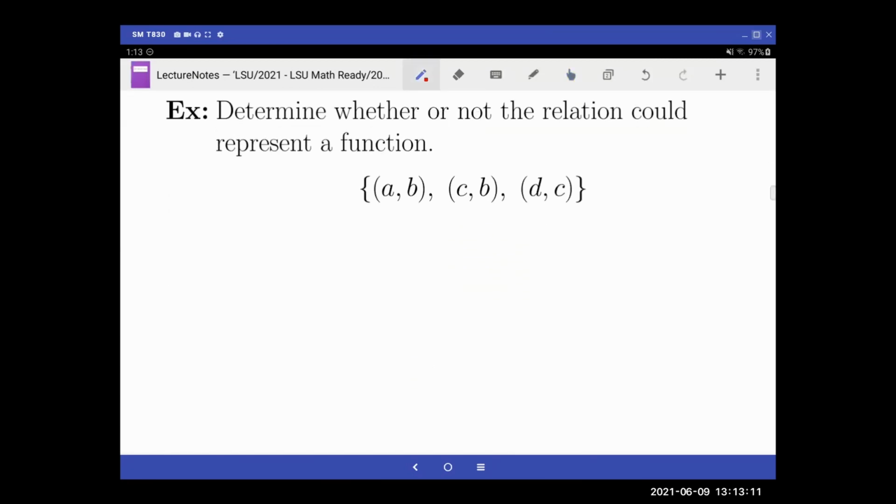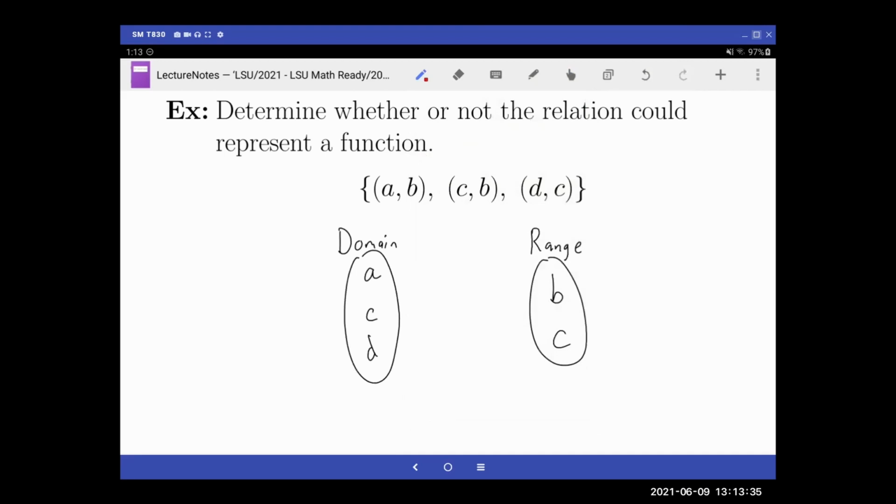All right, let's see if this one's a function. Maybe we get a function this time. Okay, here's my domain. A, C, and D, right? A, C, and D. My range, B, B, and C. So 2 B's, so I'll just write it once, and C. Let's see how it pairs up. A will automatically connect with B. C connects with B. D connects with C.